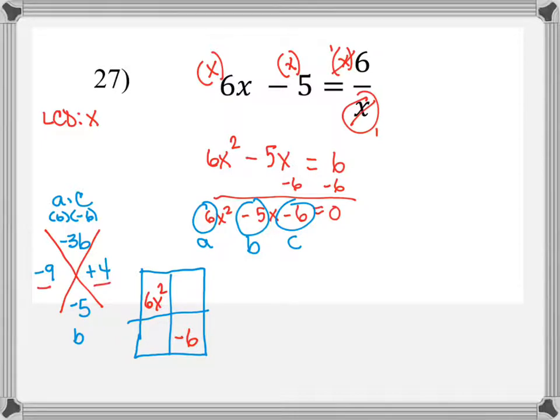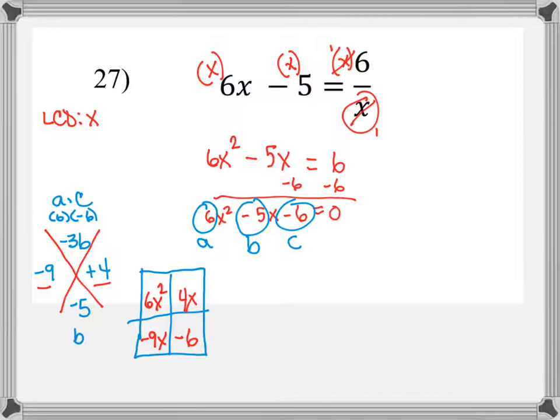So we will have, and it doesn't matter which one goes where, you'll get the same final answer in the end. So I'll put my negative 9x in the bottom left. I'll put 4x in the top right. Again, we'll get the same final answer if you switch those around.